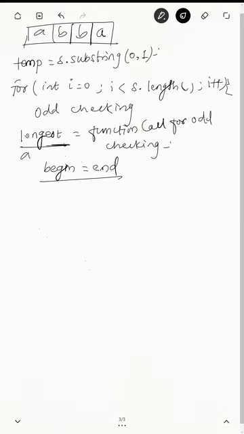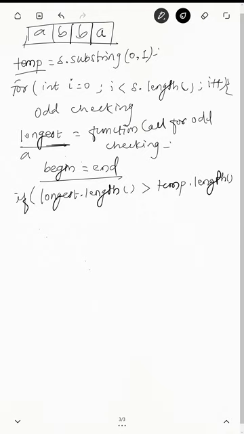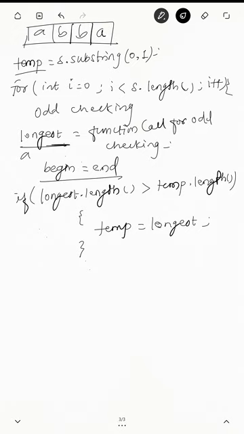After getting this, we are going to check the longest.length() function. If longest.length() is greater than the temporary.length(), then we are going to say that temporary is equal to longest. So we are storing it. In our case both are equal, so this is not going to work.